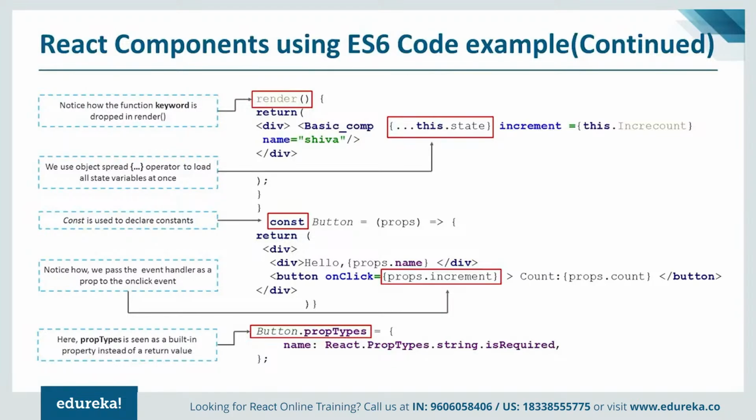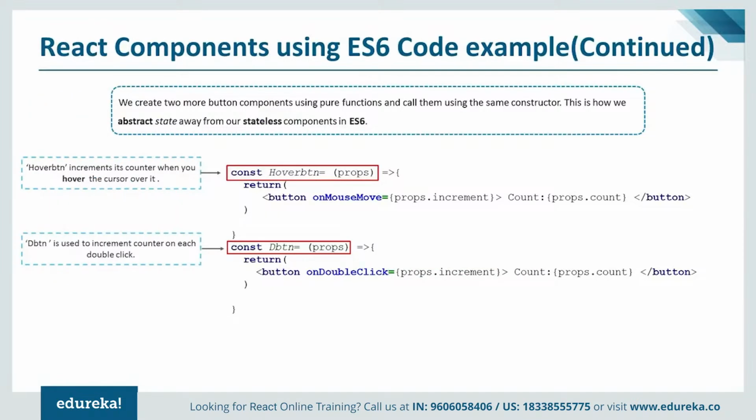So you can see here that the function keyword is dropped in render. We are using the object spread operator to load all state variables at once. Const is used to declare constants, and propTypes, as you can see here, is seen as a built-in property. It is not returning any value.